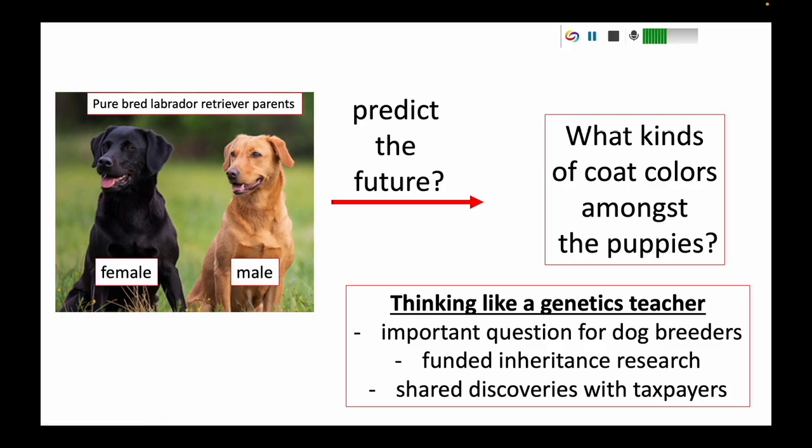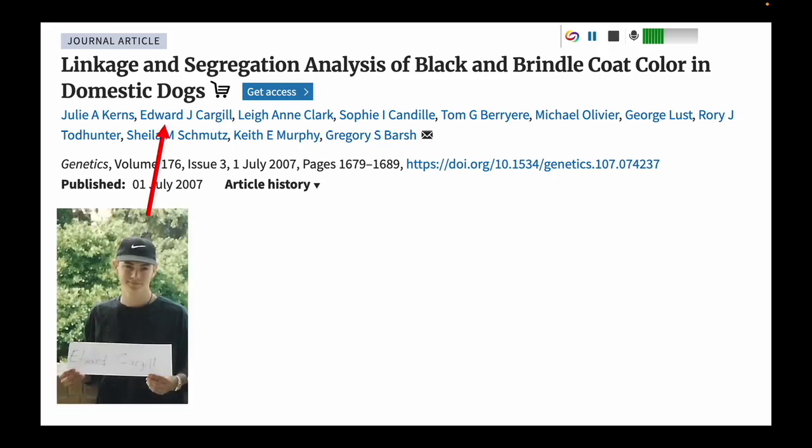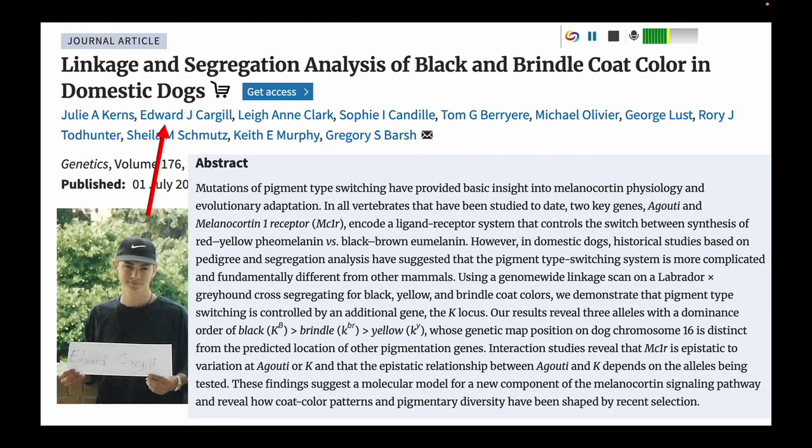So I could go to the peer-reviewed research articles like this one and learn what the dog geneticists had learned. I've selected this one because one of the co-authors, Edward Cargill, was a former genetics student of mine, and Edward got his PhD in genetics at Texas A&M and was a canine geneticist. In studies like this, Edward and his colleagues would share what they had learned.